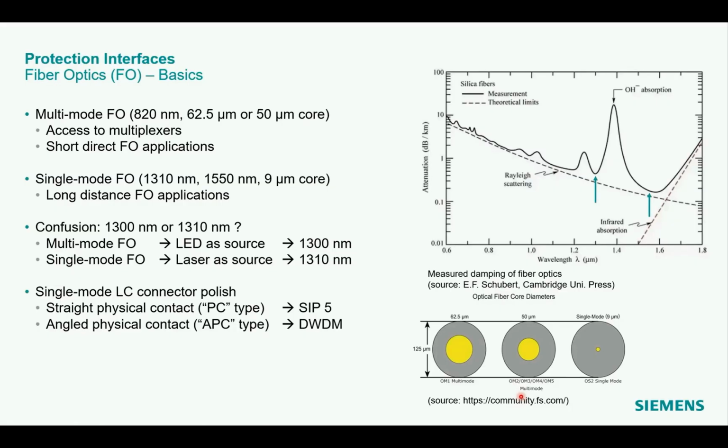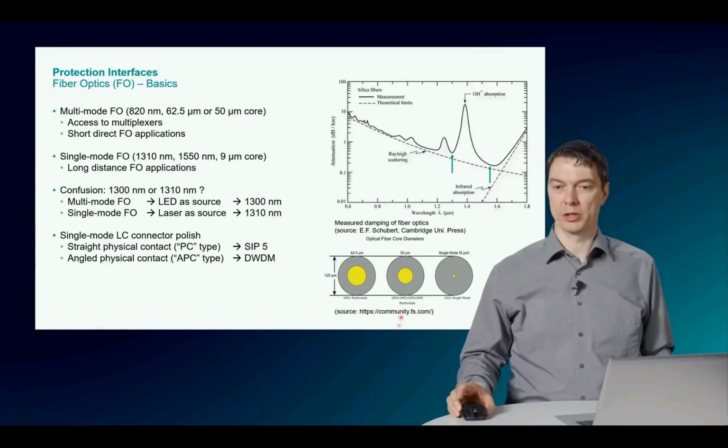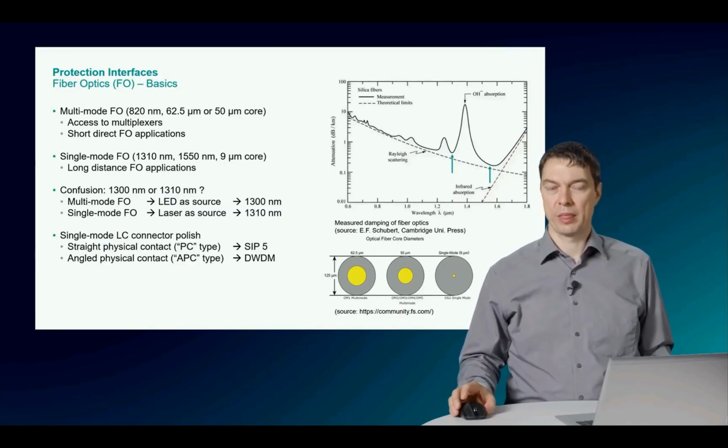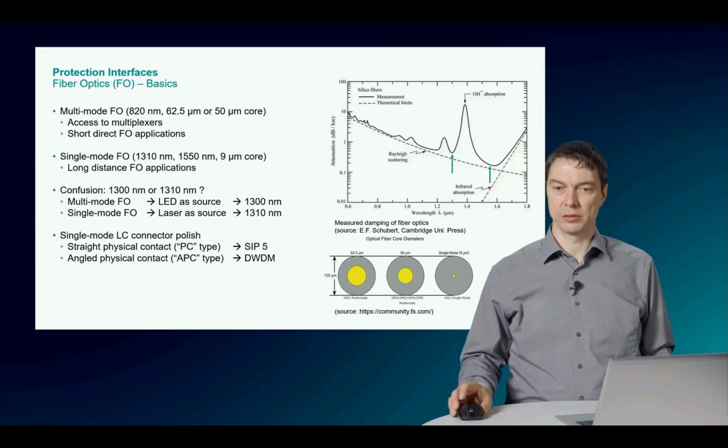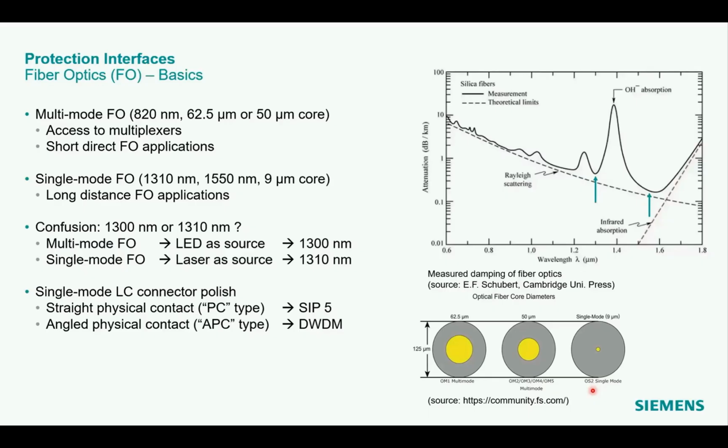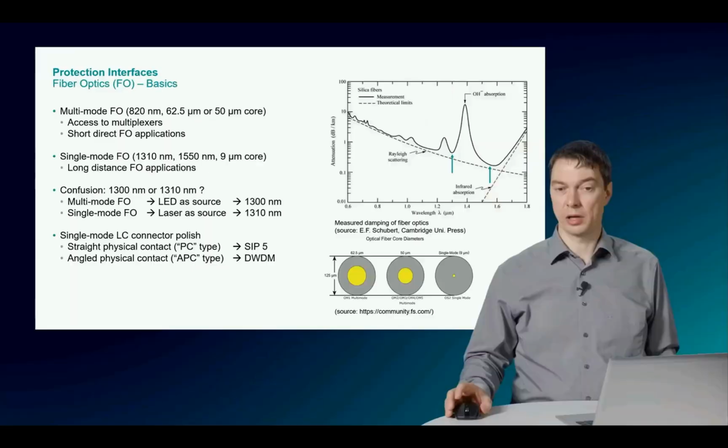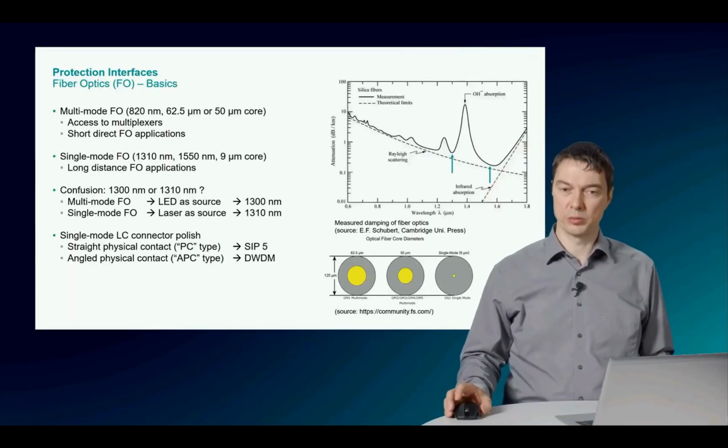This is used for access to multiplexers or for very short fiber optic applications. If you have to bridge longer distances, then you will use single mode fiber optics. As I said, using a single mode fiber optic which has only 9 micrometer diameter. Yeah, sometimes the confusion about 1300 nanometer or 1310 nanometer.